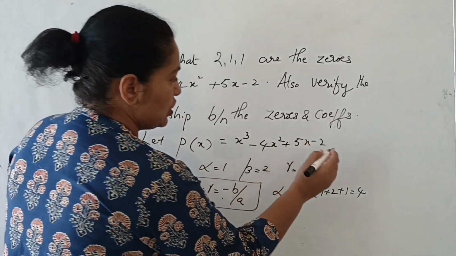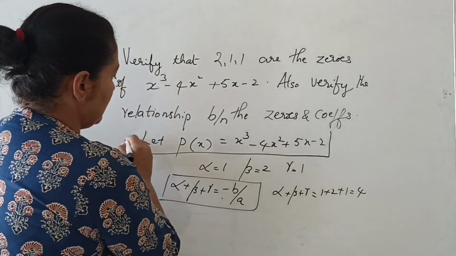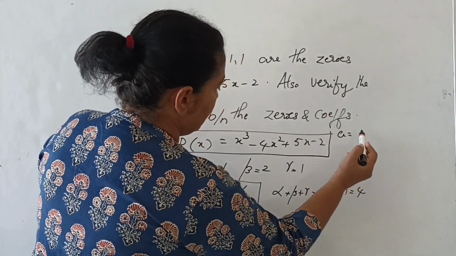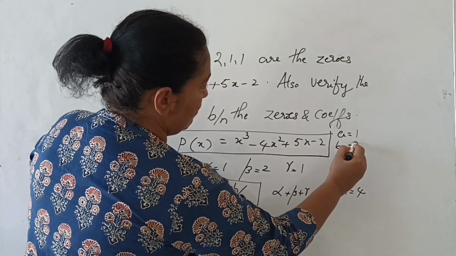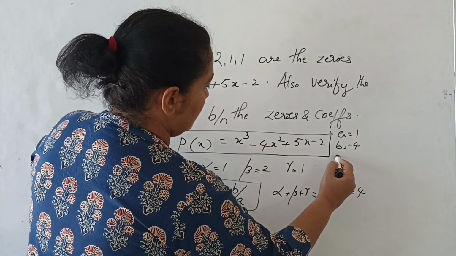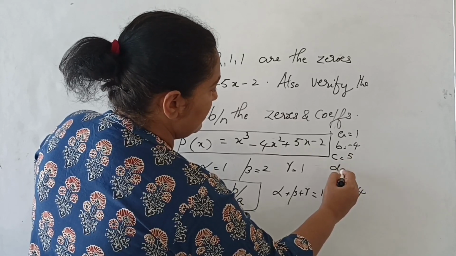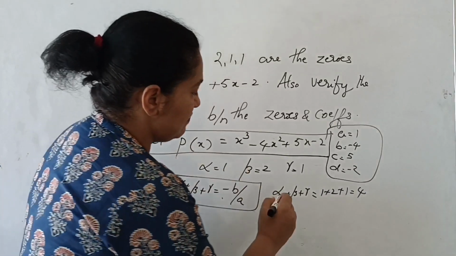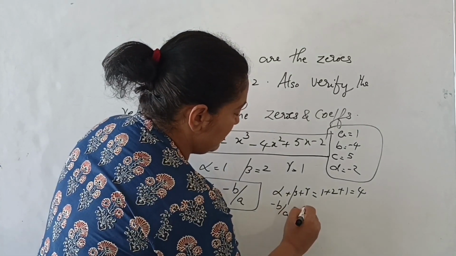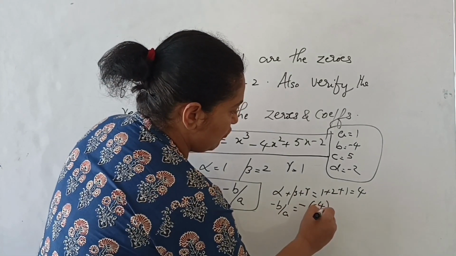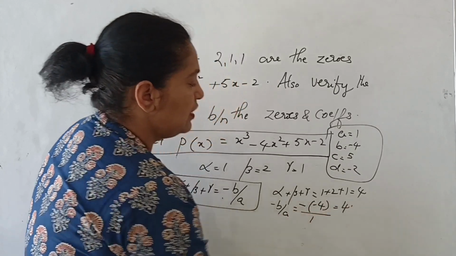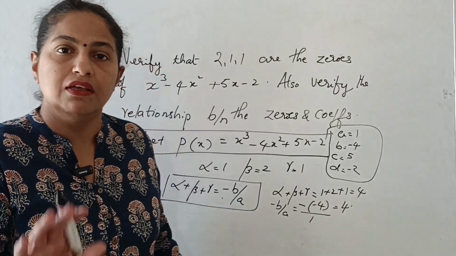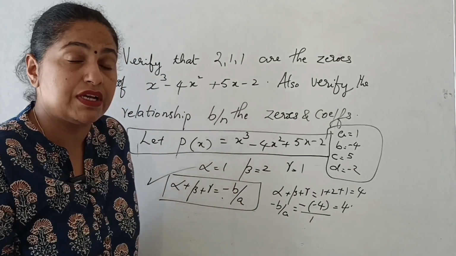We need to check whether this is equal to minus b by a. So from the given equation, let me write down the value of a, b, c and d. A is equal to 1, b is equal to minus 4, c is equal to 5 and d is equal to minus 2. Okay. What is minus b by a equal to? Minus b by a is equal to minus of minus 4 by 1, which is a plus 4. So you can see that alpha plus beta plus gamma is equal to minus b by a. So the first check is over.